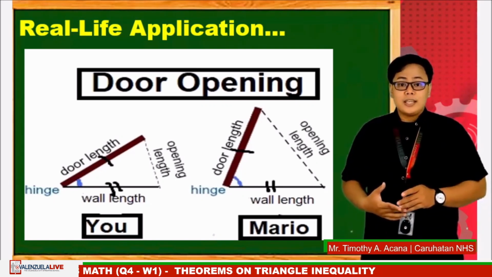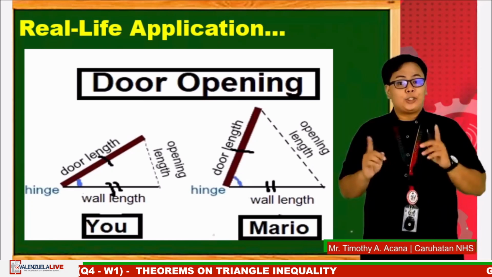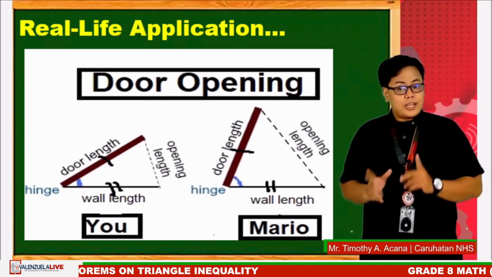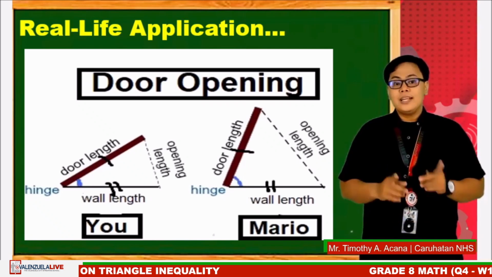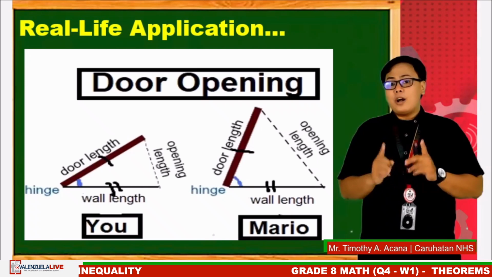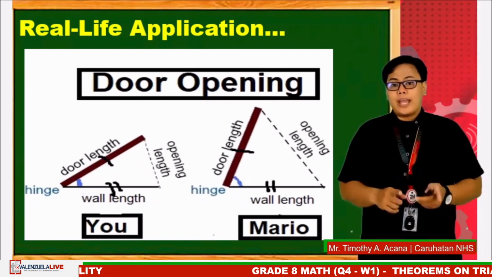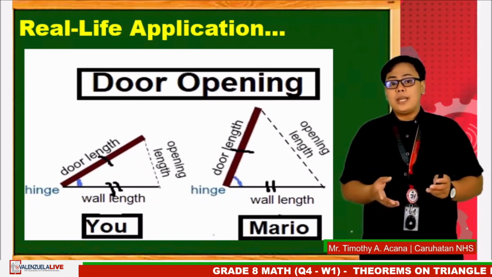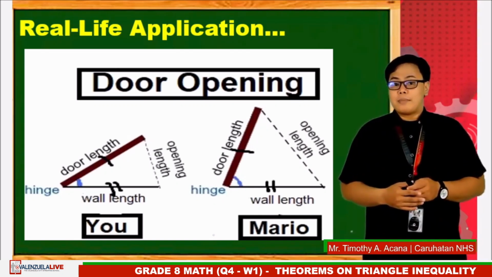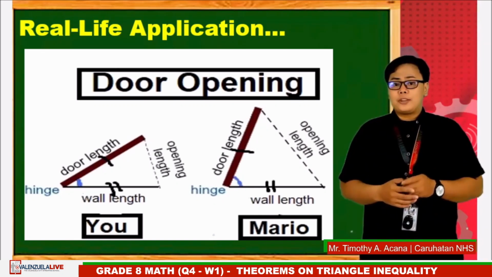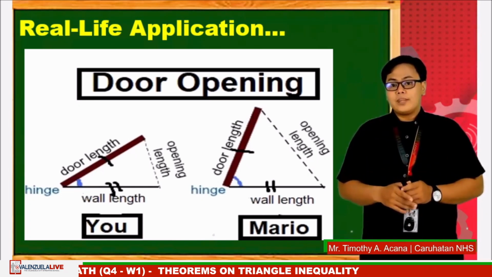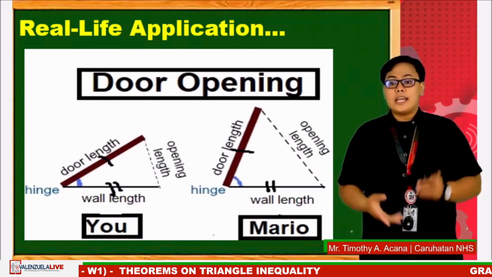You will notice that when the length of the opening is shorter, the angle of the hinge is smaller than when the length of the opening is larger. You will also notice that the length of the door and the length of the wall remain the same in both cases when you and Mario entered. This has a great mathematical significance, and there is a mathematical theorem that explains this scenario. It is appropriately called the hinge theorem.